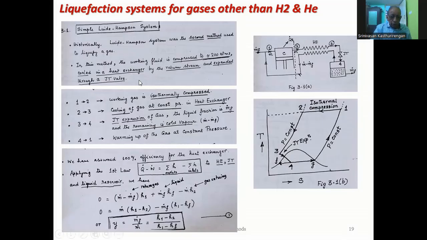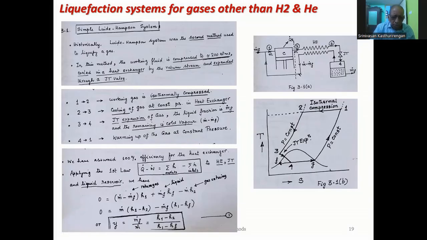So you can see 1 to 2 is the working gas isothermally compressed, 2 to 3 is cooling of the gas at constant pressure in the heat exchanger, 3 to 4 is the Joule-Thomson expansion. And some part of it is liquefied. The liquefied part is mf dot, and the remaining part is the cold vapor. And then 4 to 1 is the warming of the gas at constant pressure.